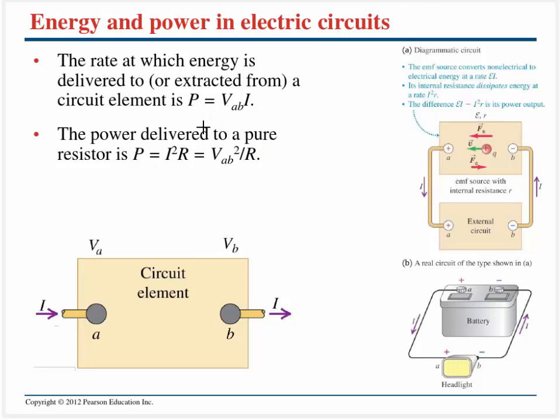Since we've been talking about potential, or potential energy if you will, we can talk about the rate at which energy is delivered to or extracted from a circuit element. That's going to be the power. Remember, power is energy per unit time, and that's going to be related to the potential across it, as well as the current flowing through that. And of course, power, energy per time, is going to have the unit of watts, coming back to haunt you.